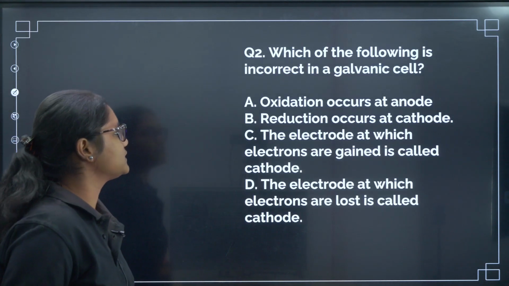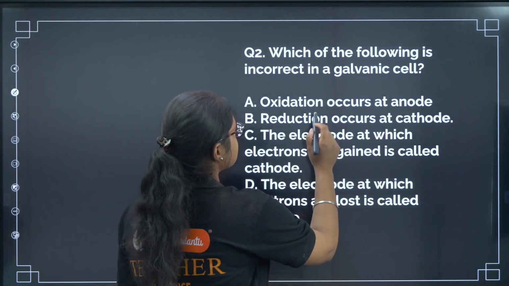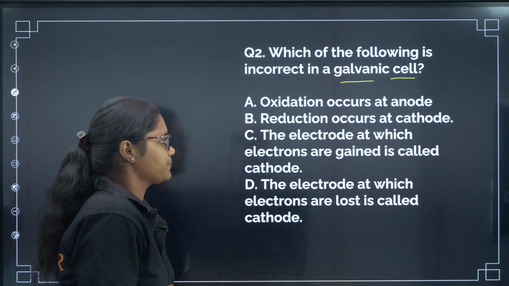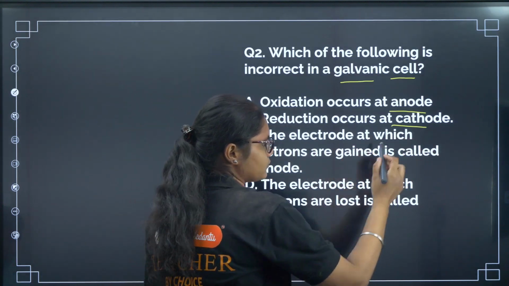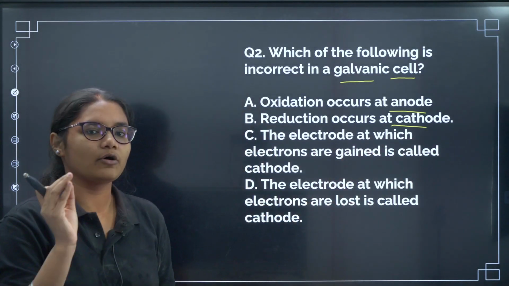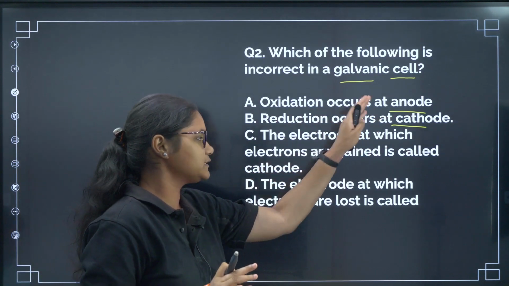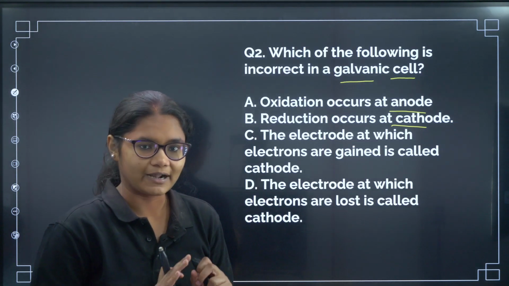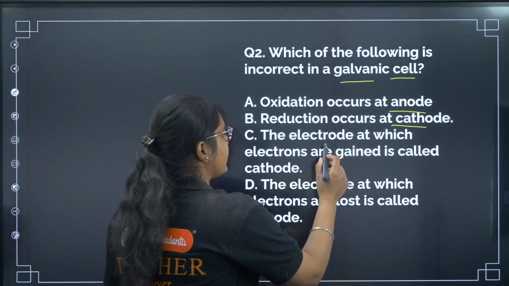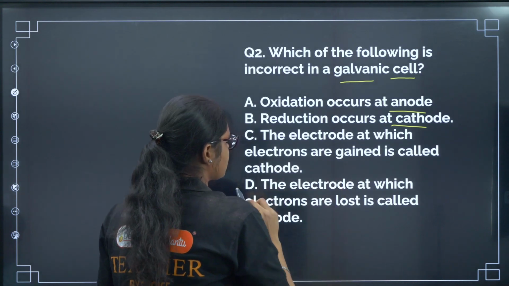Now coming to question number 2. Which of the following is incorrect in galvanic cell? Oxidation occurs at anode. This is correct. Reduction occurs at cathode. This is correct every time. Wherever anode is there, oxidation will take place, and wherever cathode is there, reduction will take place. That is fixed. Then, the electrode at which electrons are gained is called cathode.